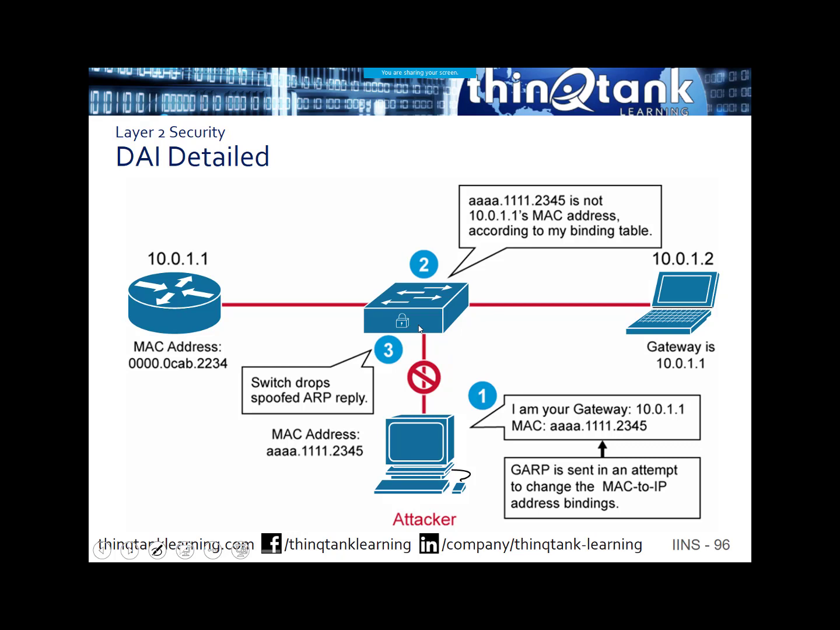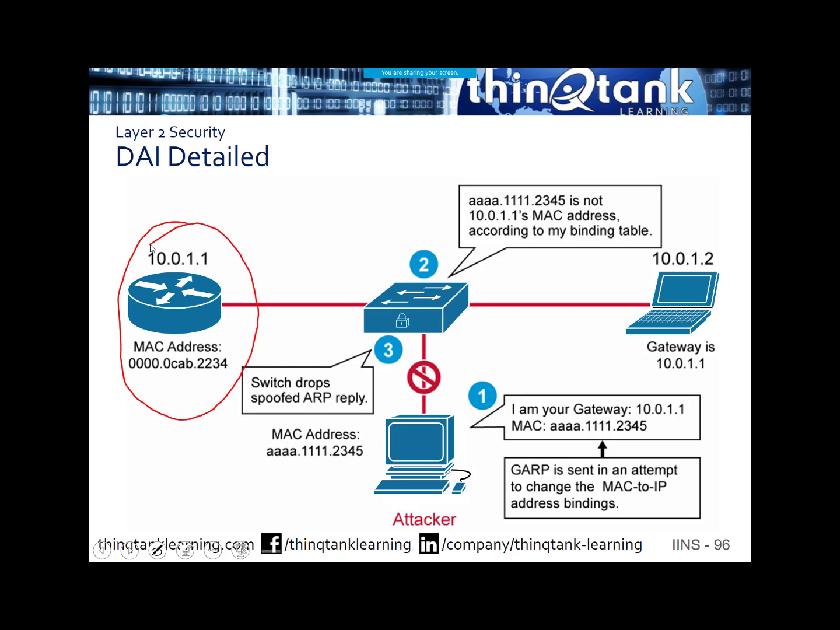So the router or the attacker here says the MAC address for 10.0.1.1 is 2345. Well, the switch is going to go, wait a minute, no it's not, because I have a binding in my database that says the MAC address for 10.0.1.1 is 2234, and that's on this port. So it can't be 2345, and it can't be on that port. So that basically then blocks that attacker from sending that poisoned ARP into the network.